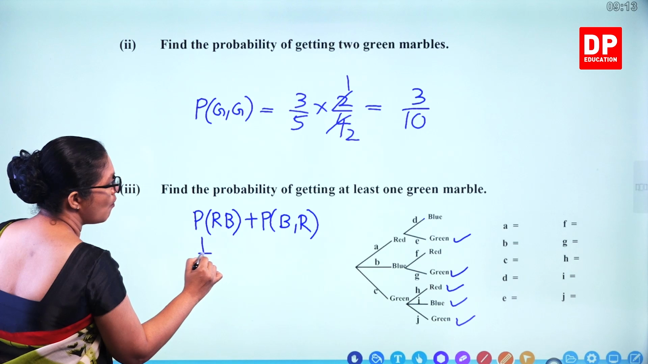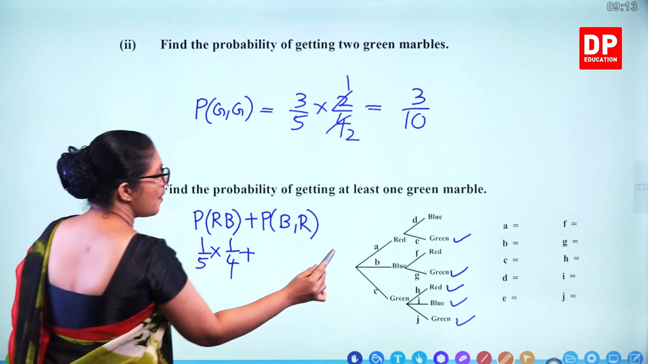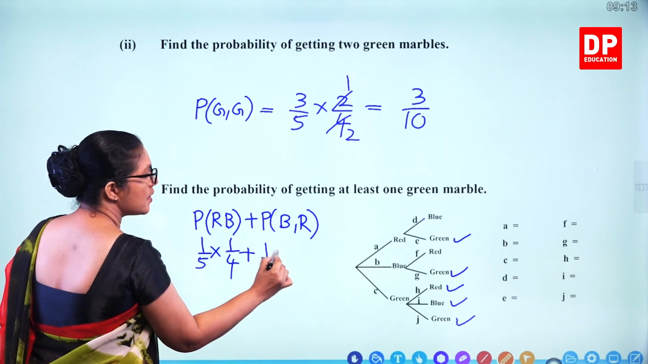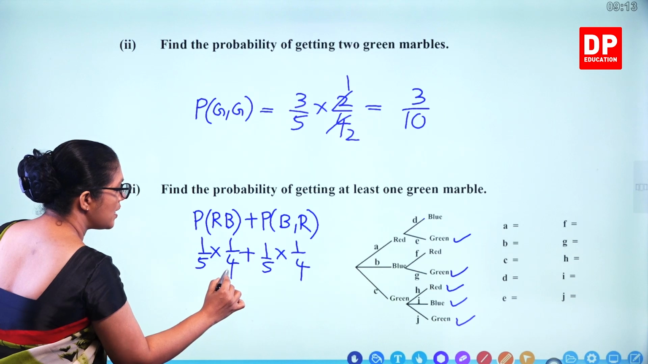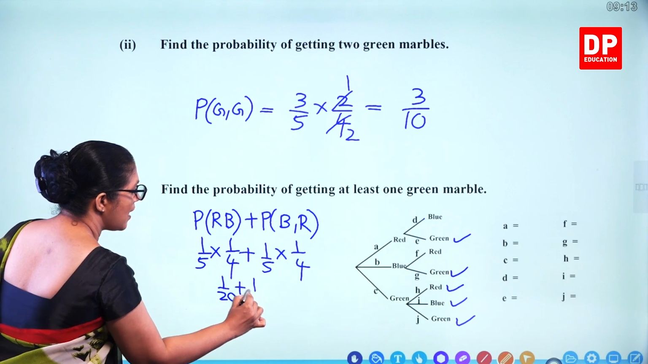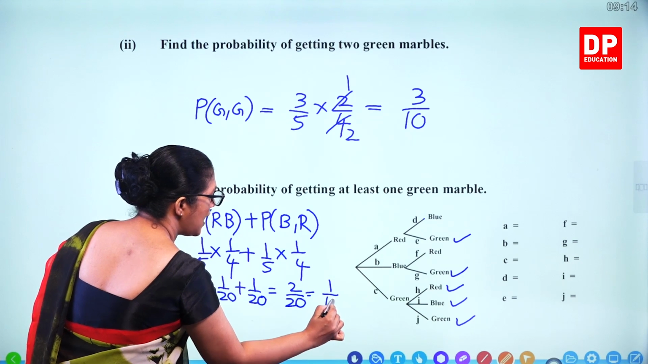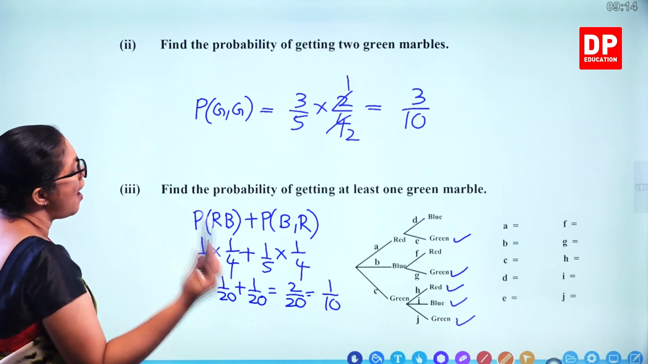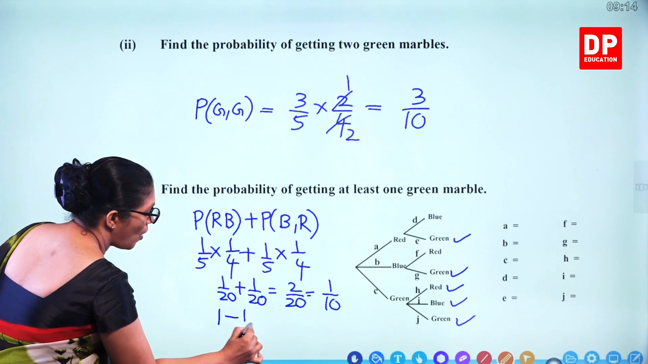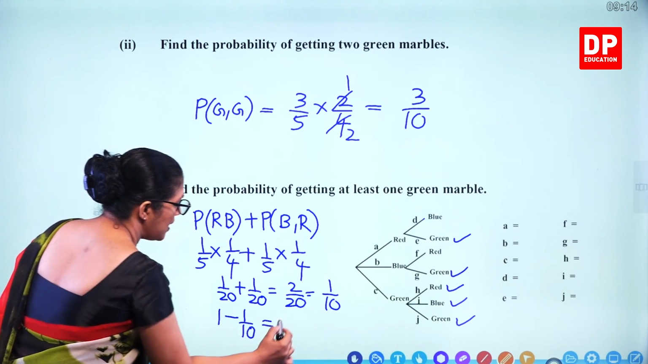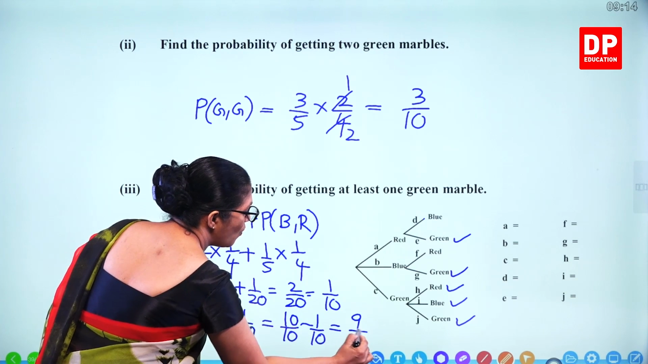Red means 1/5, blue means 1/4. Blue means 1/5, second time red is 1/4. So you get 1 over 20 and 1 over 20, that's 2 over 20, that's 1 over 10, divided by 2. Now, the other possibilities are 1 minus 1 over 10. That means 10 over 10 minus 1 over 10, you get 9 over 10.